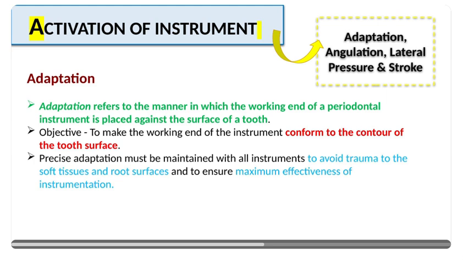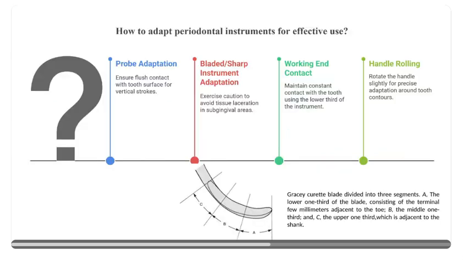The goal is to align the instrument with the tooth's contour, ensuring precise adaptation to prevent trauma to soft tissues and root surfaces, while maximizing effectiveness. The Gracey curette blade is divided into 3 segments: the lower 1/3, which includes the terminal few millimeters near the toe, the middle 1/3, and the upper 1/3 adjacent to the shank. Proper adaptation involves using the lower 1/3 to conform to the tooth's contour, ensuring effective and safe instrumentation.